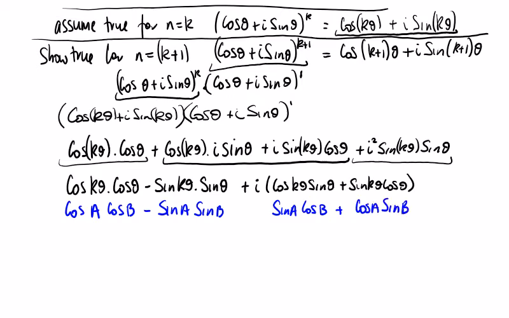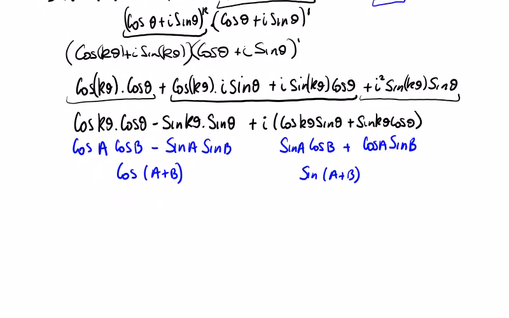And if we write down underneath what these two things are equal to, cos A cos B minus sine A sine B is the cos of A plus B, and sine A cos B plus cos A sine B is the sine of A plus B. And you can see now this is going to give us theta plus k theta, which is what this will be here. So let's have a look if we simplify that down.